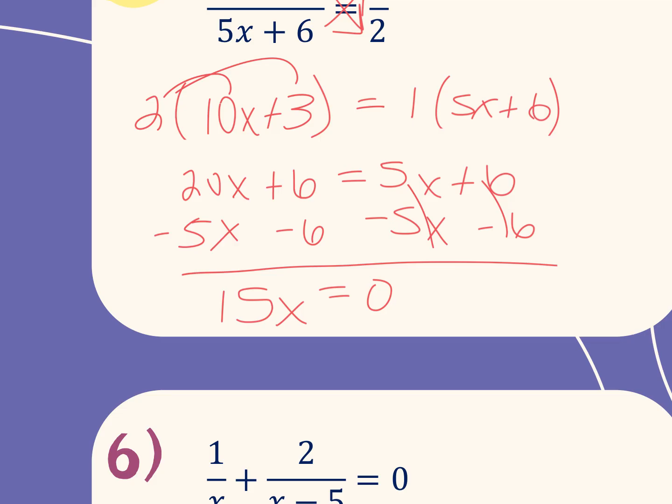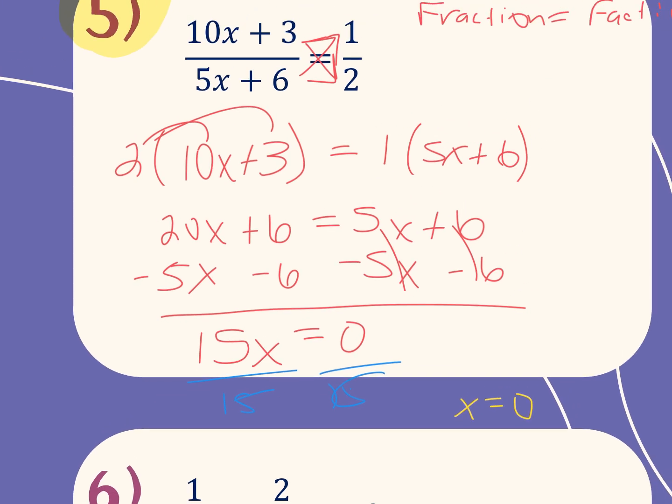How do I get x by itself? Divide by 15. So what is 0 divided by 15? Just 0. Is it okay to get x equals 0? Why not? Why? Well, think about it.